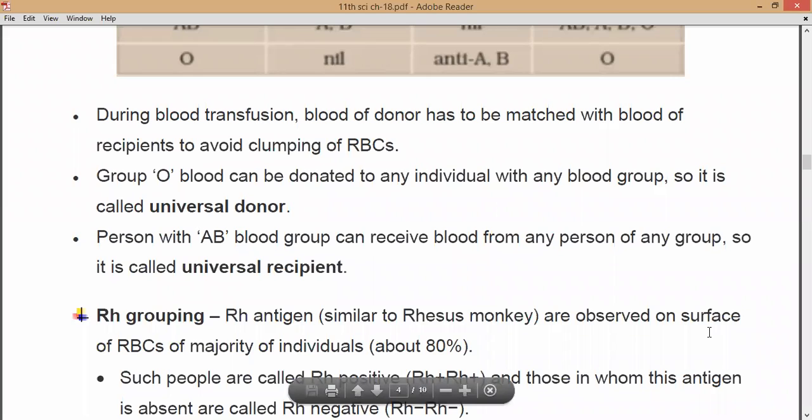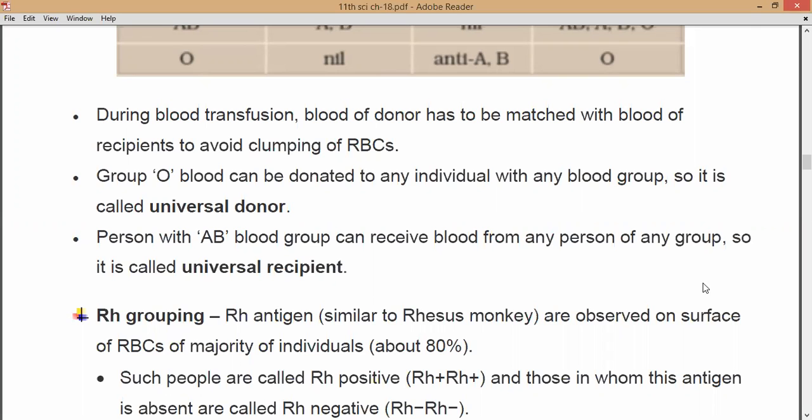That means when a particular blood transfusion is taking place, initially the donor's blood as well as the recipient's blood should be matched, right? And if the matching is taking place, then and only then should the transfusion take place, or else the clumping of RBCs occurs, that is, they form big clumps, and this way the person may also die, right? The group O blood can be donated to any individual with any blood group, so it is called universal donor.